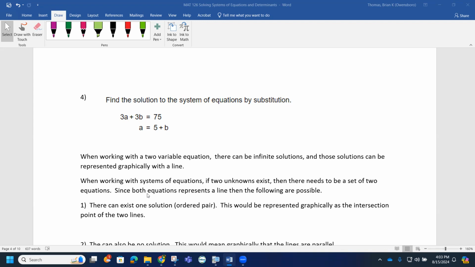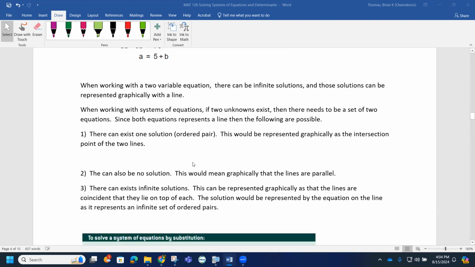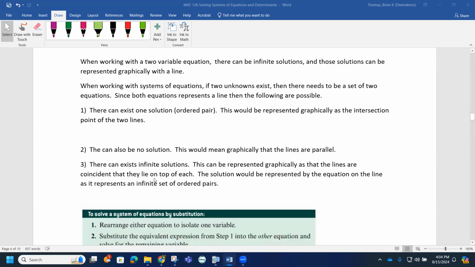And when it comes to solutions, these are the different scenarios. There can be one solution, which will be the point of intersection or an ordered pair. There can be no solution, which means the two lines were parallel. There can be infinitely many solutions, which means the two lines were what we call coincident. They lie on top of each other. In this case, the solution would be represented by the equation of a line.